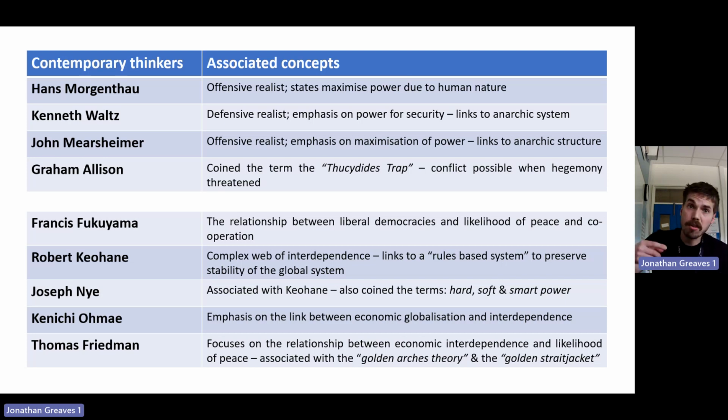Guns and tanks are very persuasive, but soft power matters too. And so Nye emphasizes the importance of soft power as well as hard power. And smart power, of course, is a combination of those two things. And maybe in a globalized world, soft power has become more important. That's not to say it's more important than hard, but it's become more important.